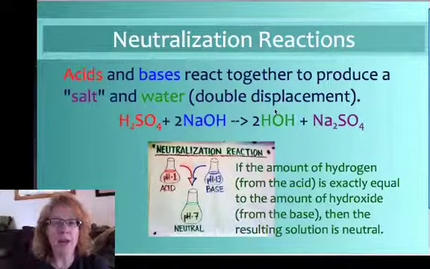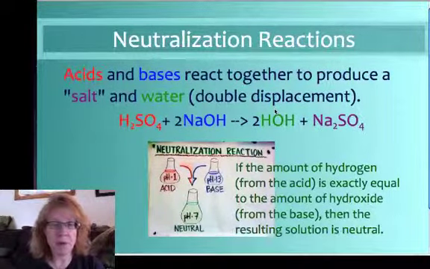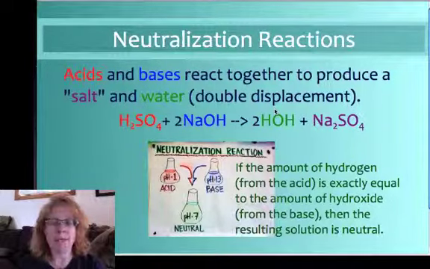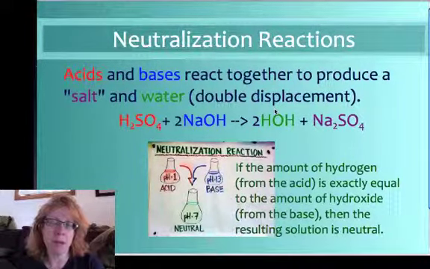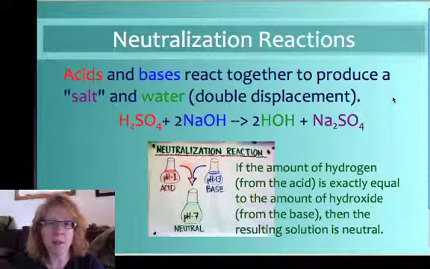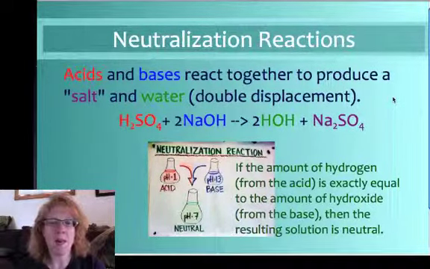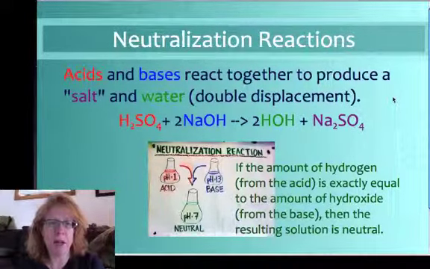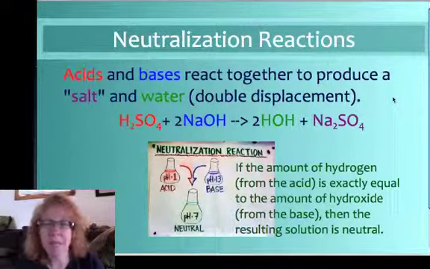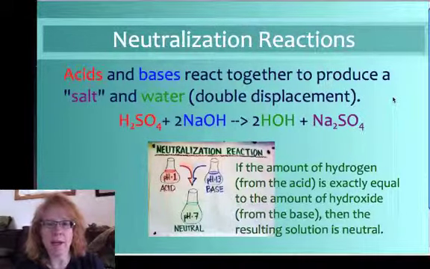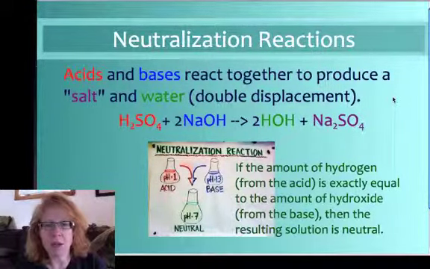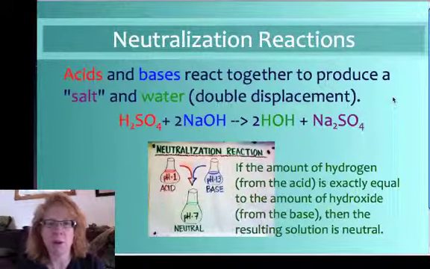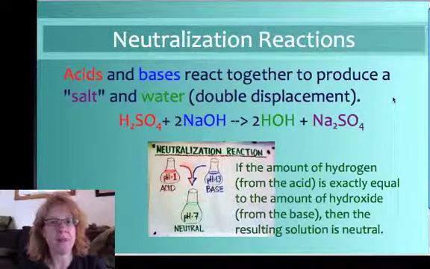So, just as a review, what's a neutralization reaction? It's an acid and a base. Remember, acids and bases react together in a double displacement reaction, and the two products that you always get are a salt, which is some sort of ionic compound, and water. So if you take a look, I've got a sample equation on here, the reaction between H2SO4, which is sulfuric acid, and sodium hydroxide, NaOH, to produce water, HOH, and Na2SO4, sodium sulfate. So again, when you have those two things together, you always get a salt and water, a double displacement reaction.